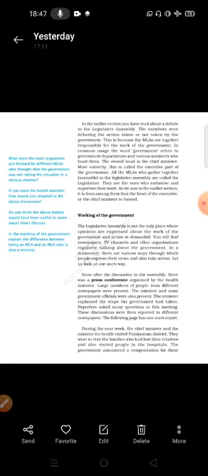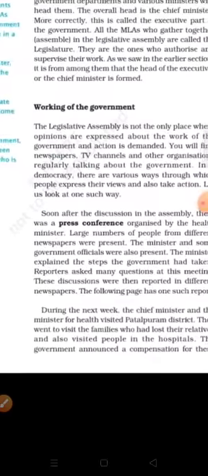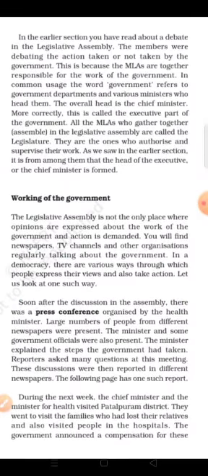Okay, so press conference: you all know the fourth pillar of democracy is called what? Press. Not press conference, that is called the press. The press conference was organized by the health minister, and large numbers of people from different news organizations were present. The minister and some government officials were also present. The minister explained the steps the government had taken. Reporters asked many questions in this meeting. These discussions were then reported in different newspapers. The following page has such a report.